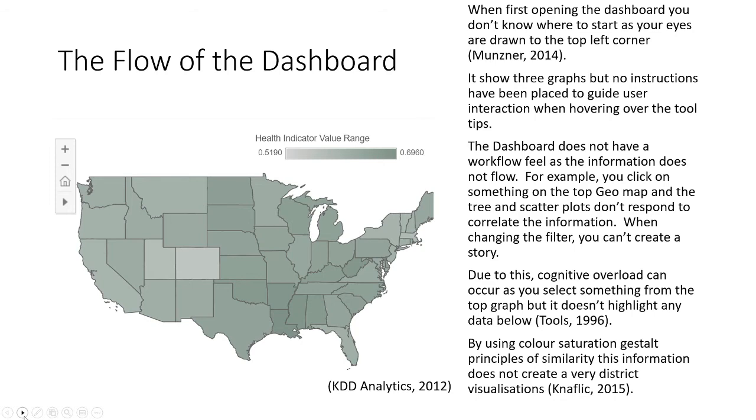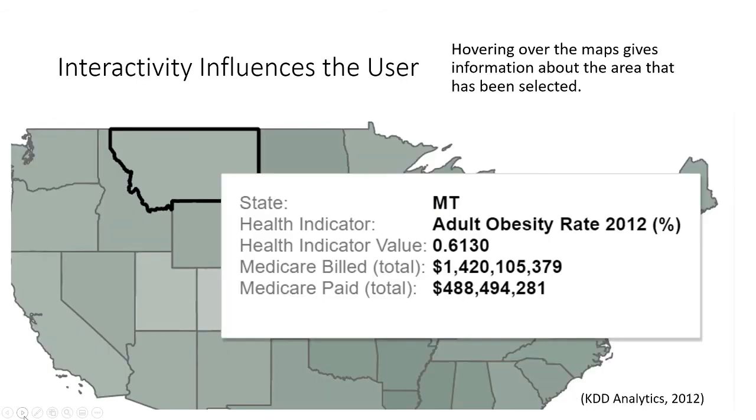What are my recommendations for that? Hovering over the maps gives information about the area that has been selected, and it pops out at you when you hover over the top, but there's no other colour or interaction to better utilize that pop-up. It doesn't tell you if that's good, bad, or anything. So it'd be really good if it popped out and was indicated to tell you if this is a good health indicator value, which it doesn't.